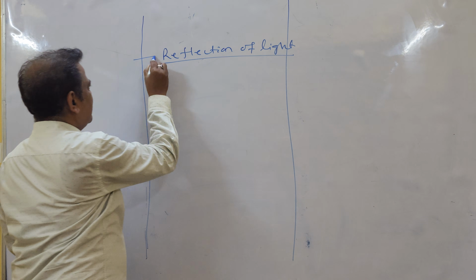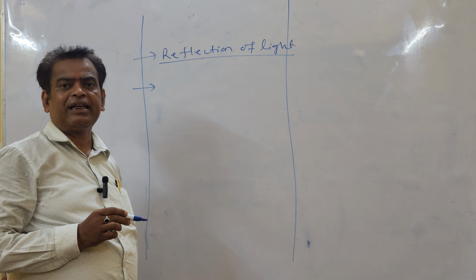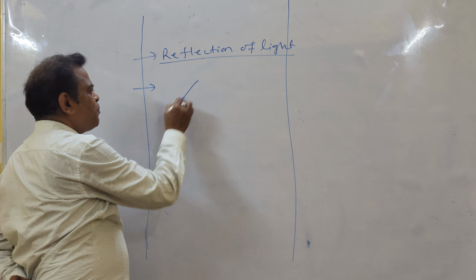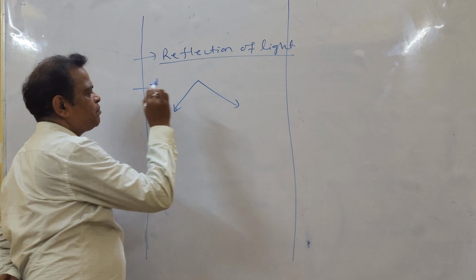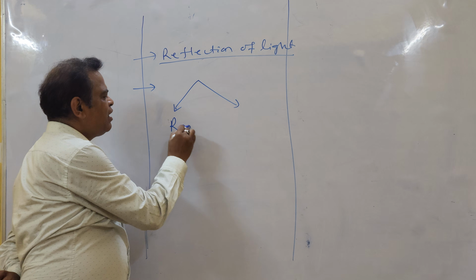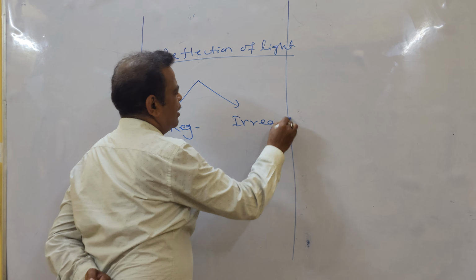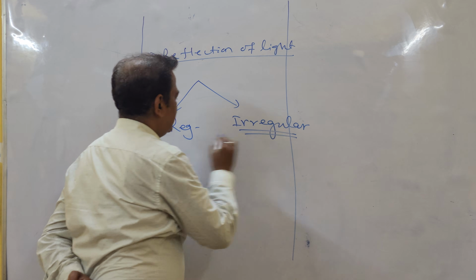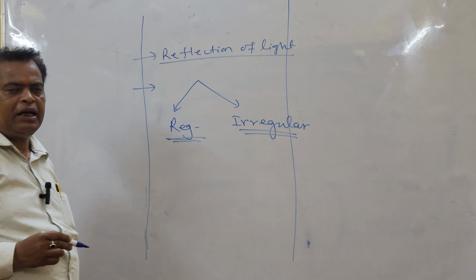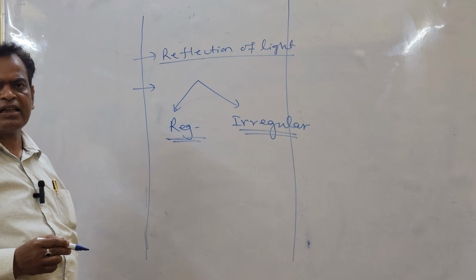First point. Then second point, types of reflection of light. The reflection of light is of two types. One is regular reflection, another is irregular reflection.